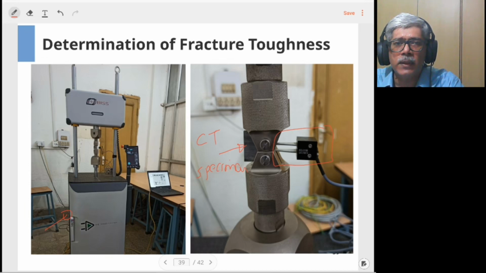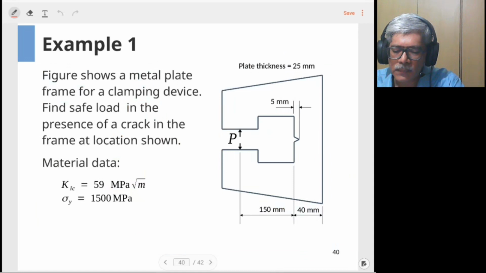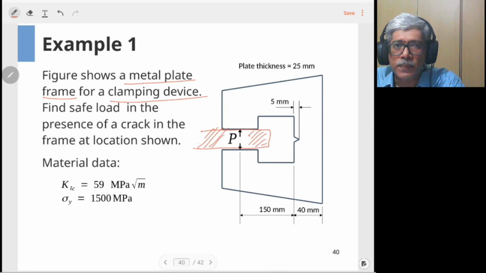Okay, let's proceed with the calculation for a fracture mechanics problem, which illustrates the theory that we discussed till now. The figure here shows a clamp. It is a metal plate frame, a clamping device. You will be holding some object at this particular point for clamping purposes, a C-shaped clamp, and you want to determine the maximum clamping force that this frame can sustain if it has a crack.